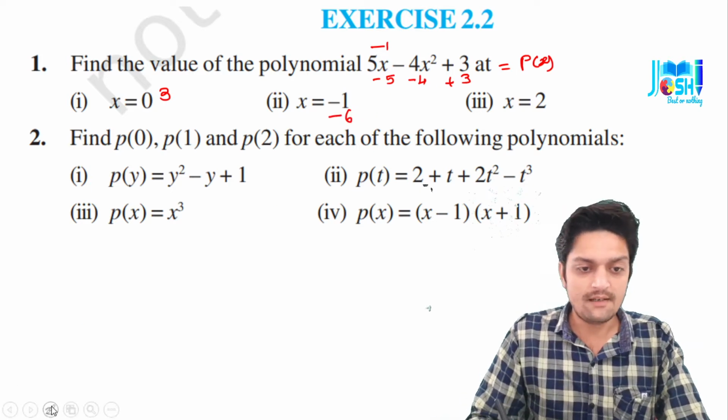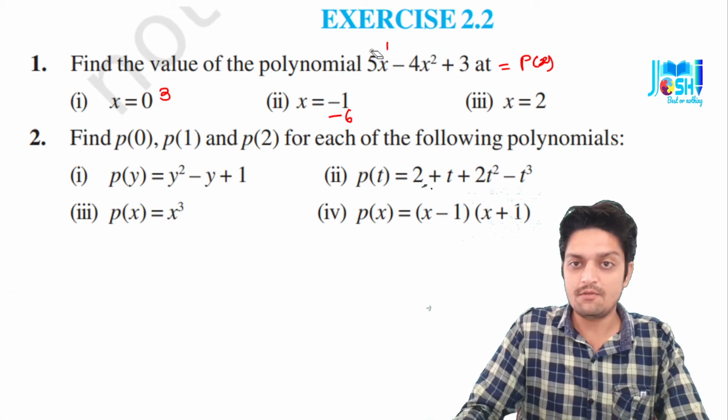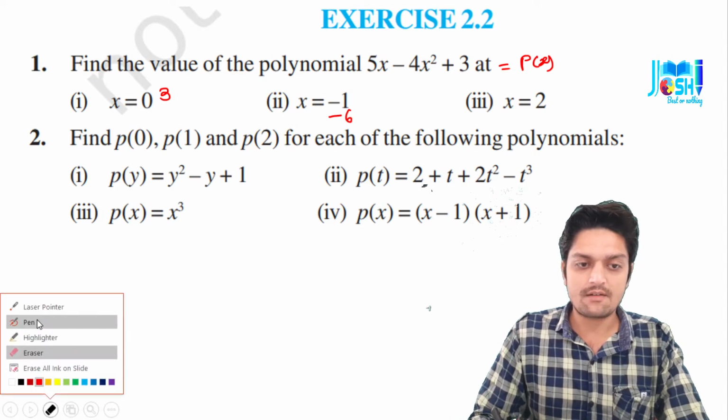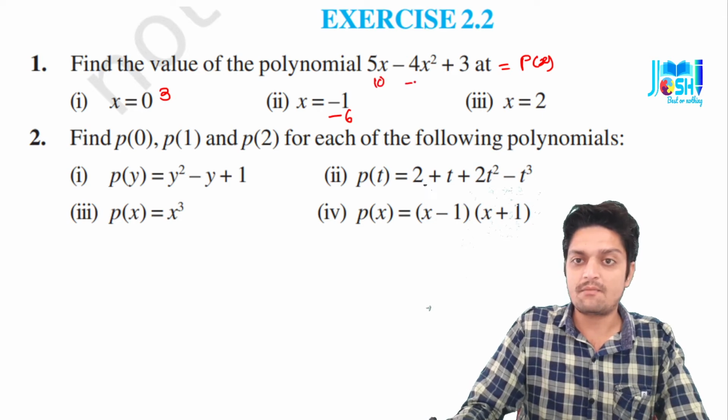Now again, let it rough this all thing because we have to solve the third one. Now 2 is there. So 5 into 2 is 10, 2 square is 4, 4 into minus 4 is minus 16, plus 3. Okay, 10 plus 3 is 13, minus 16, so minus 3 you will get here.